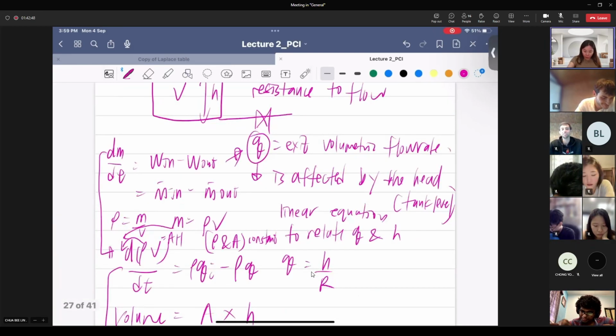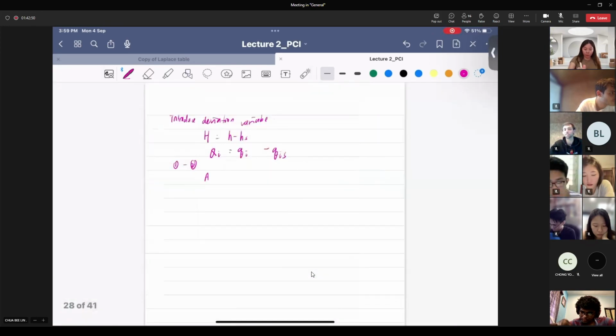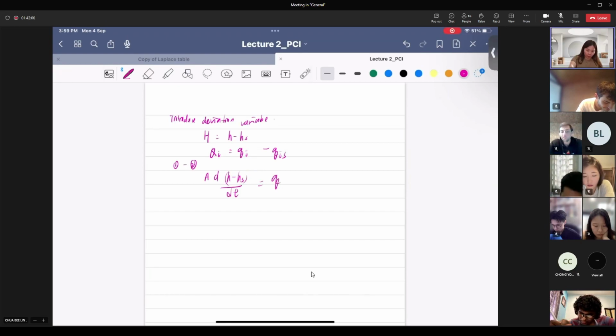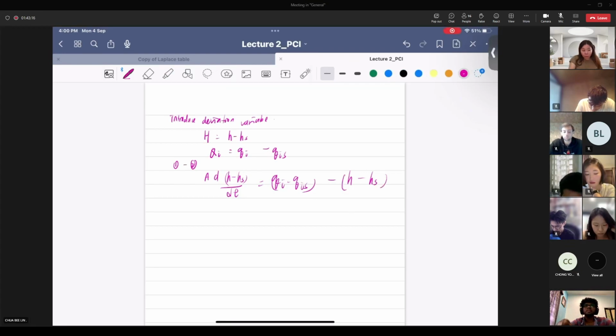So just now equation 1 minus equation 2 is A d(H minus HS) over dt equals Qi minus Qis minus (H minus HS). So this is my equation 1 minus equation 2.